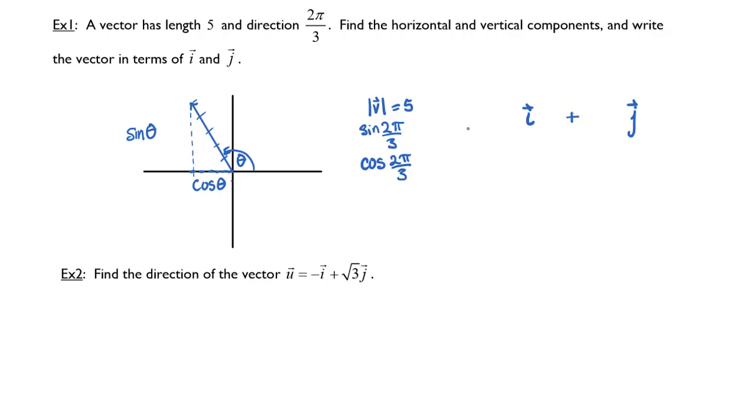I know that cosine of 2 pi over 3 is equal to negative 1/2. And I know that the magnitude of v is 5. I'm going to add that to 5, the magnitude, times sine of 2 pi over 3, which will be root 3 over 2.